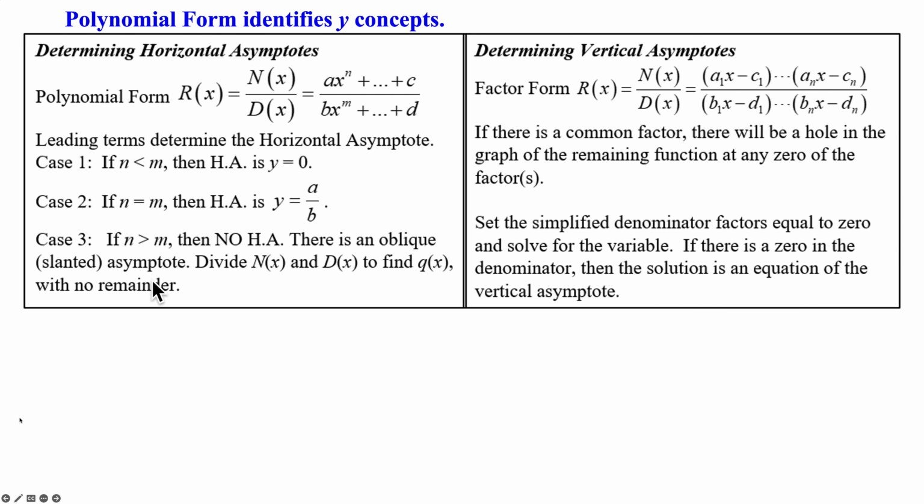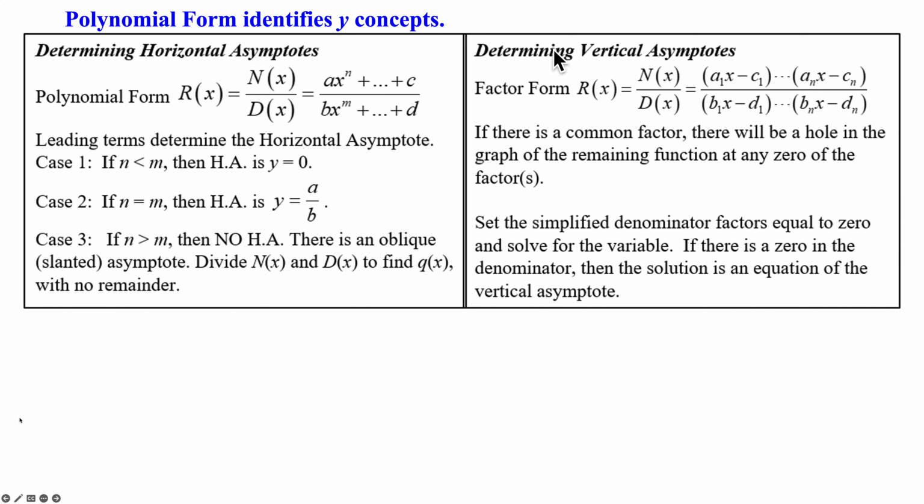All right, to find that line, since there's no horizontal asymptote, it's called an oblique, or we're going to call it a slanted asymptote. You literally have to divide n of x and d of x. So d of x has to be divided into n of x, and you're going to find the quotient function, little q of x. That's why I didn't like that capital Q of x. And we don't want to look at a remainder. Don't worry, I'll give you an example of that in a second.